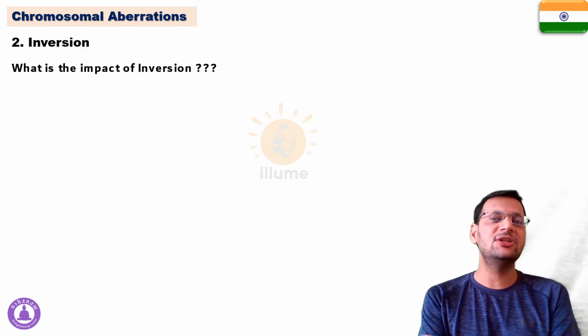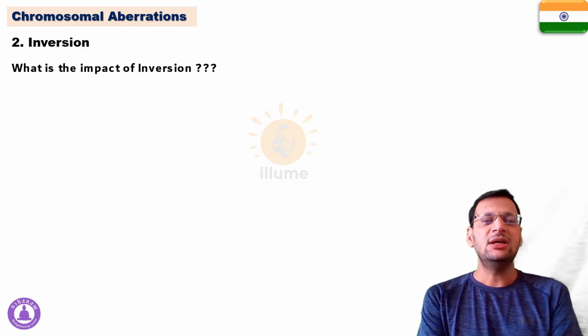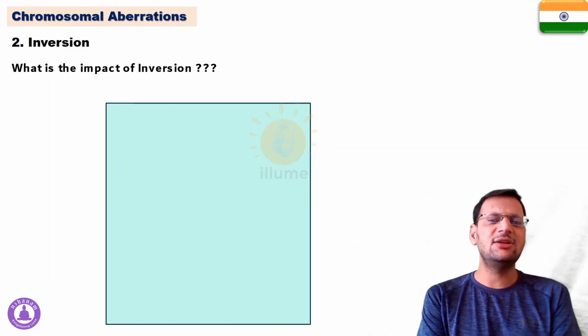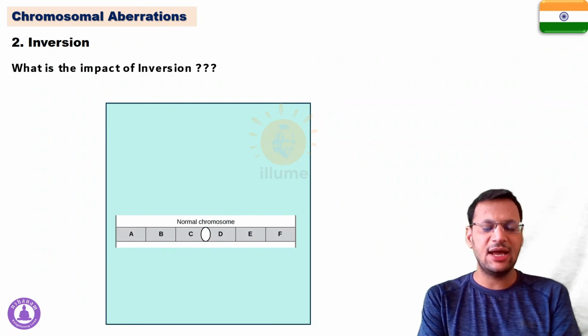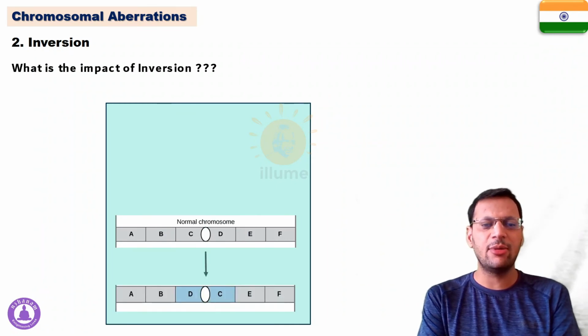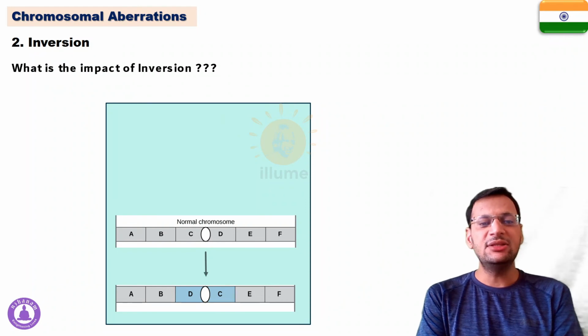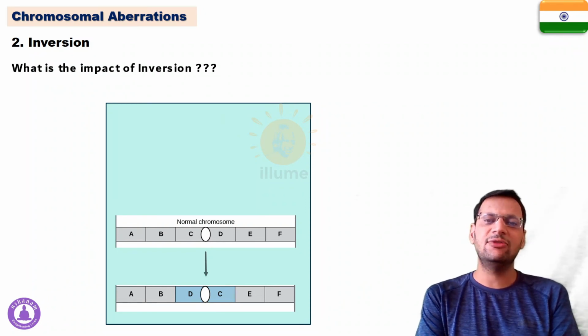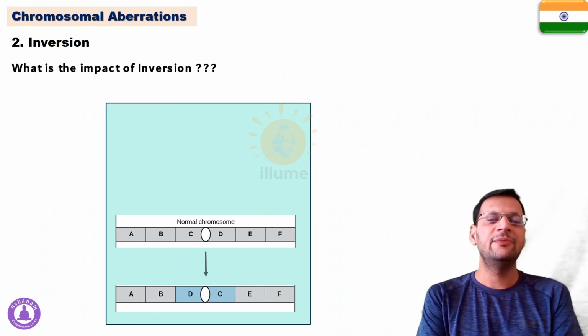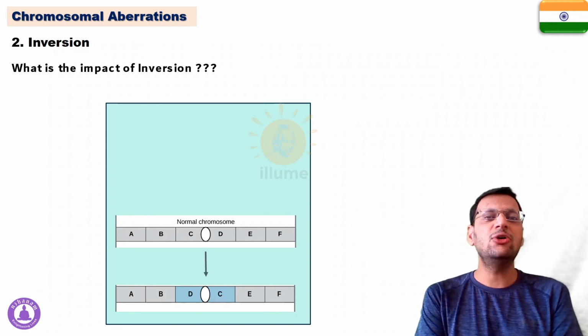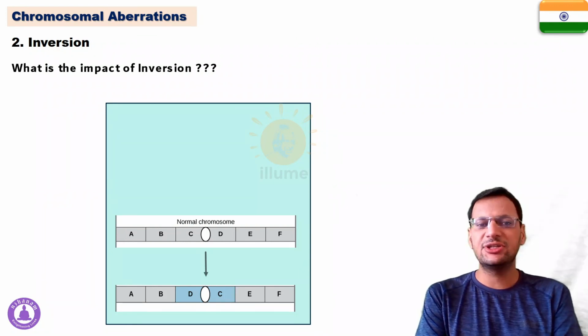Now the question is, what is the impact of inversion? How does inversion change the genetics? Let's discuss it with a very simple example, which I have already discussed. Now the segments C and D have inverted. It is involving the centromere. It is a pericentric type of inversion. Now listen to this carefully. During the pachytene stage of meiosis I, we all know there is crossing over, and crossing over leads to variations.